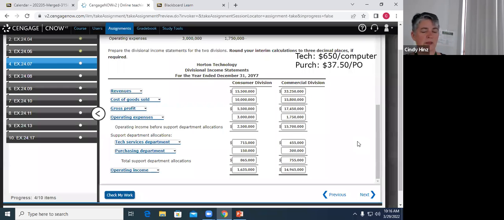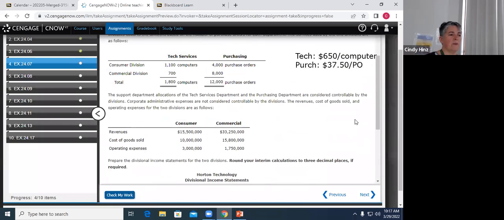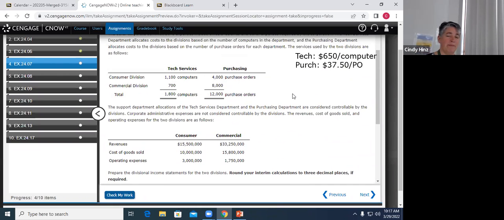And so, what do we learn from this? It's important how we choose our cost driver or allocation basis. If we looked at the consumer division compared to the commercial division and said, you know what, we should just allocate these based on revenues. The commercial division is more than twice the size of the consumer division. So I don't know, let's give them 2/3 of the cost and the consumer department 1/3 of the cost. That wouldn't be an equitable split of those costs because the consumer division has a lot more computers, even though they're a much smaller division.